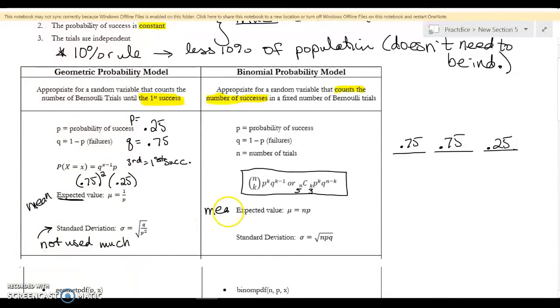You will use mean for expected value, and you will use the standard deviation. Okay? One thing we need to put here probably is x is the number of successes.